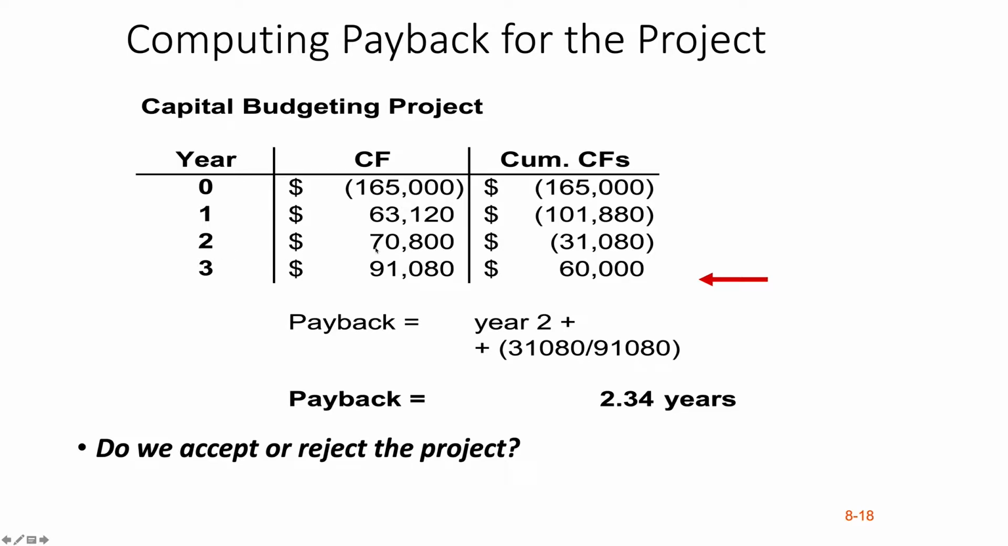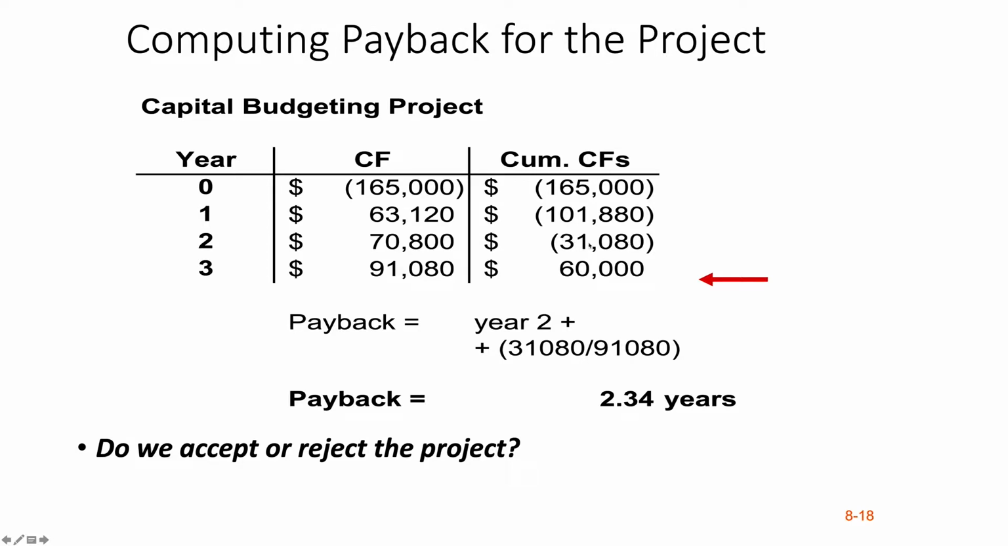Now, the end of second year, you deduct $70,800 from the previous balance of $101,880. You have $31,080 unrecovered yet. So at the end of second year, you have this balance unrecovered.